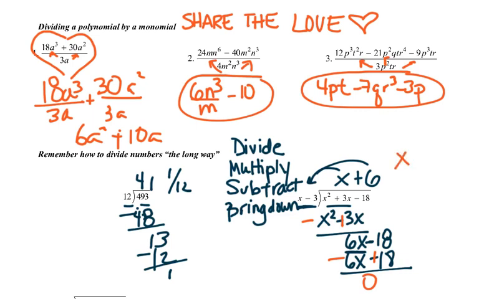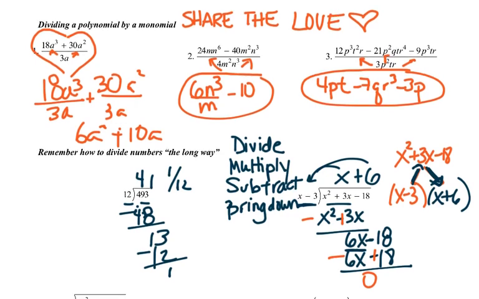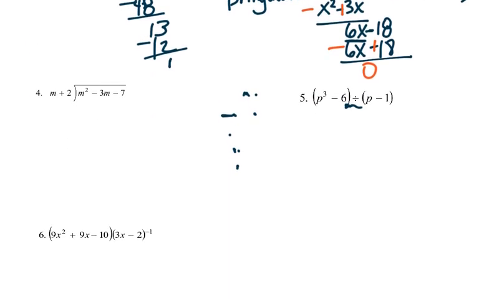That means we could have factored this into x minus 3 times x plus 6. I mean, that's really what the problem is asking us to do. Divide into here, and what's the remaining factor? It doesn't always go in evenly, just like dividing 12 into 493 didn't go in evenly.